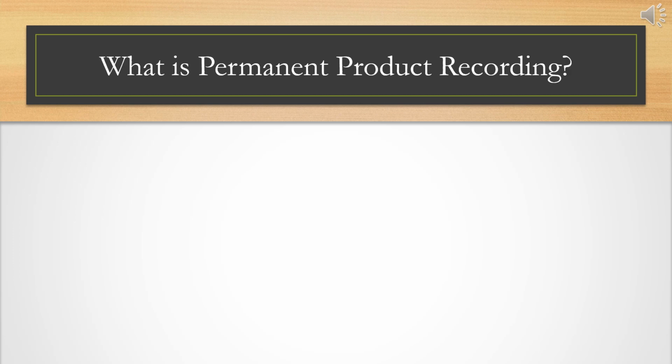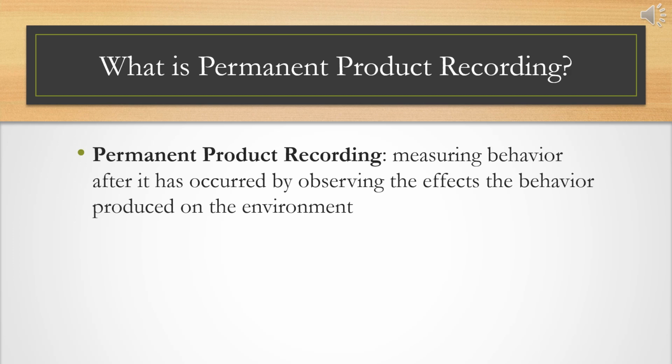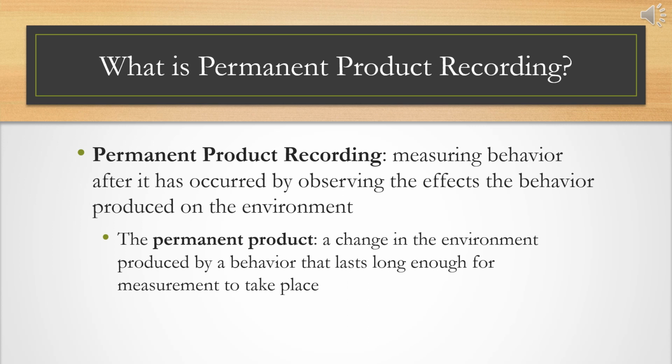To begin, permanent product recording involves measuring behavior after it has occurred by observing the effects the behavior produced on the environment. If you are using permanent product recording, you are not taking data in the moment as the behavior occurs. Instead, you are relying on an outcome the behavior causes in order to measure behavior. That outcome is referred to as the permanent product.